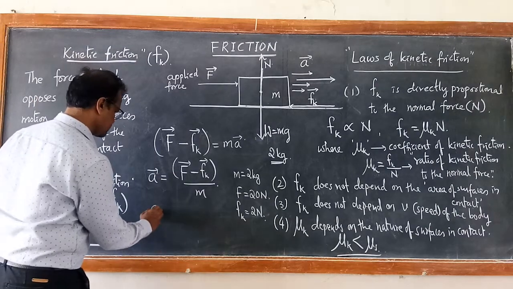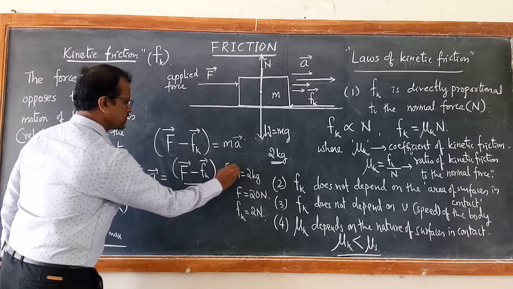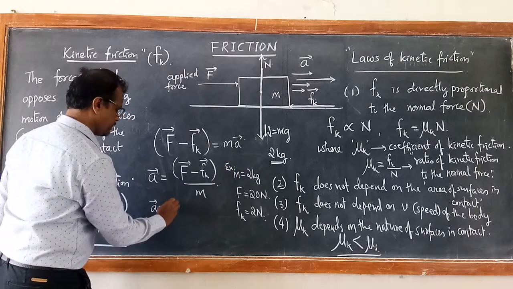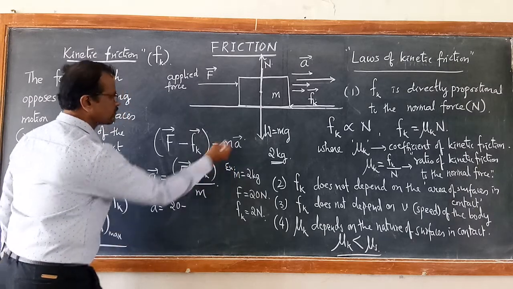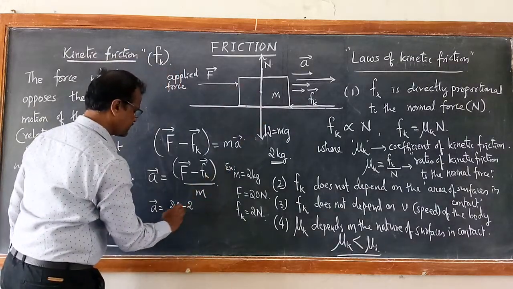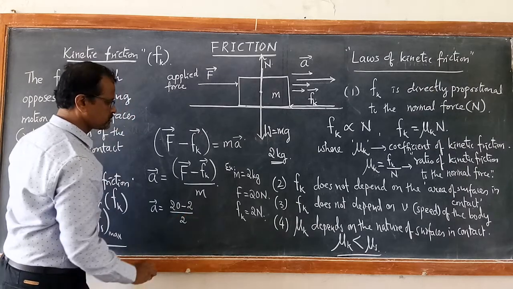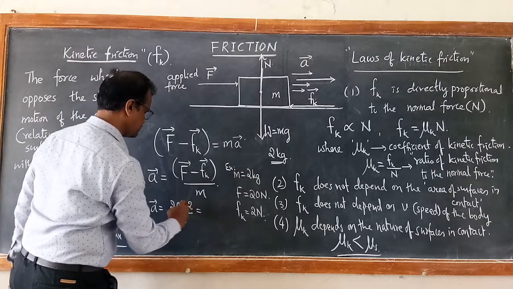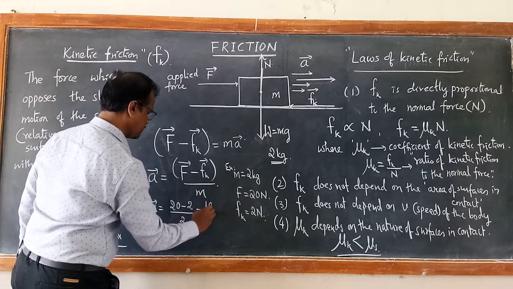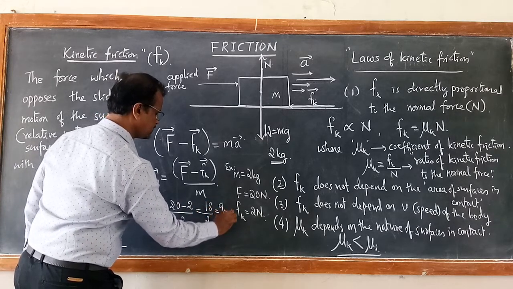In this example, the acceleration now becomes 20 minus opposing force. This is 20, this is minus 2. 20 minus 2 divided by 2 kg. That becomes 18 by 2. So it becomes 9 meter per second square.